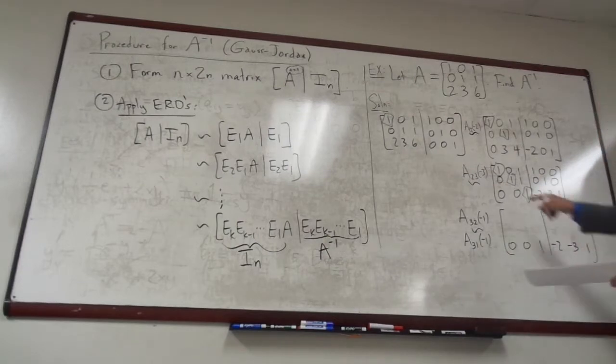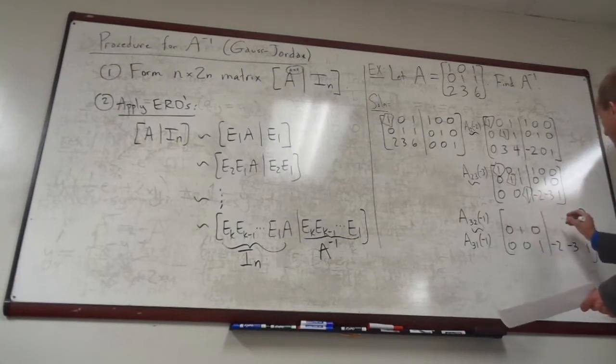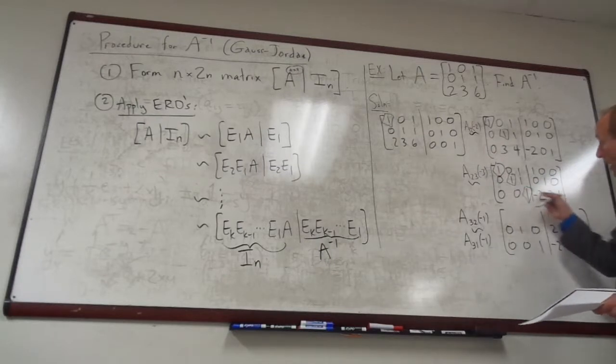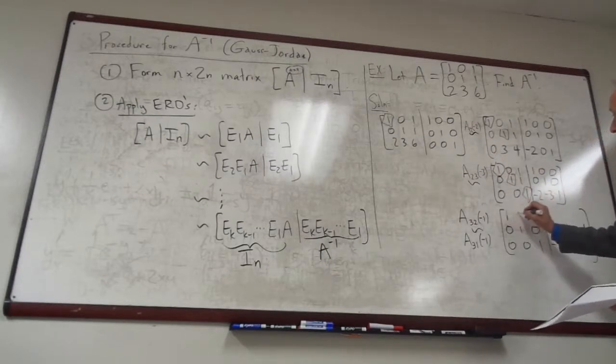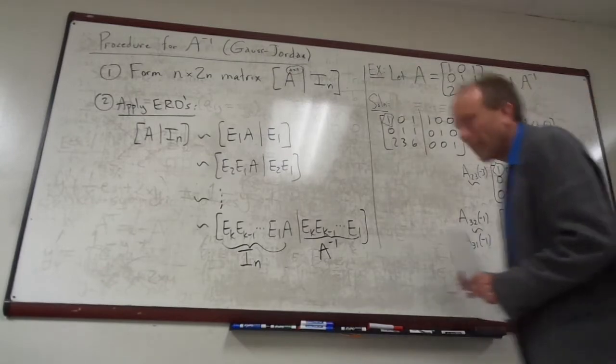But I'm taking the negative of the bottom row and adding it to the second row. So that's going to give me 2, 4, and negative 1 like that. And I'm also taking the negative of the bottom row and adding it to the first row. So that's going to give me 3, 3, and negative 1. I think I got that right. Yeah, that looks good. Okay, I hope that makes sense.